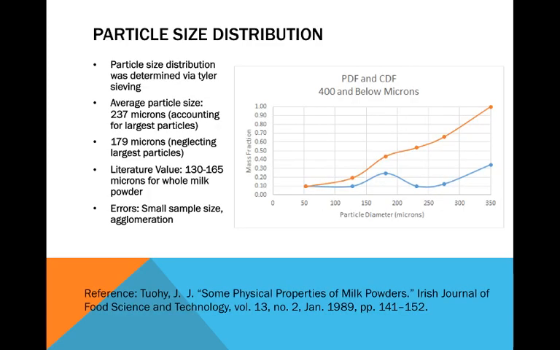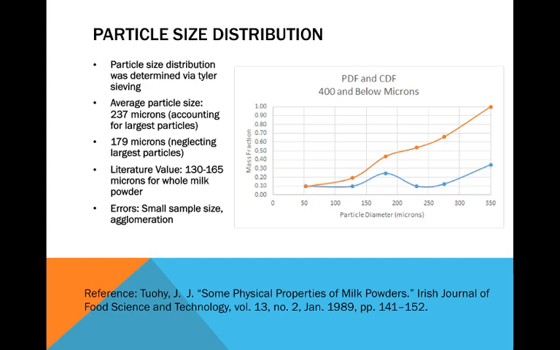Tyler sieving was used to determine the size distribution of the milk powder particles. An unusual and unexpected amount of our particles were of the largest measured size. Accounting for these particles, the average diameter was 237 microns. Neglecting these largest particles, the average diameter was 179 microns.